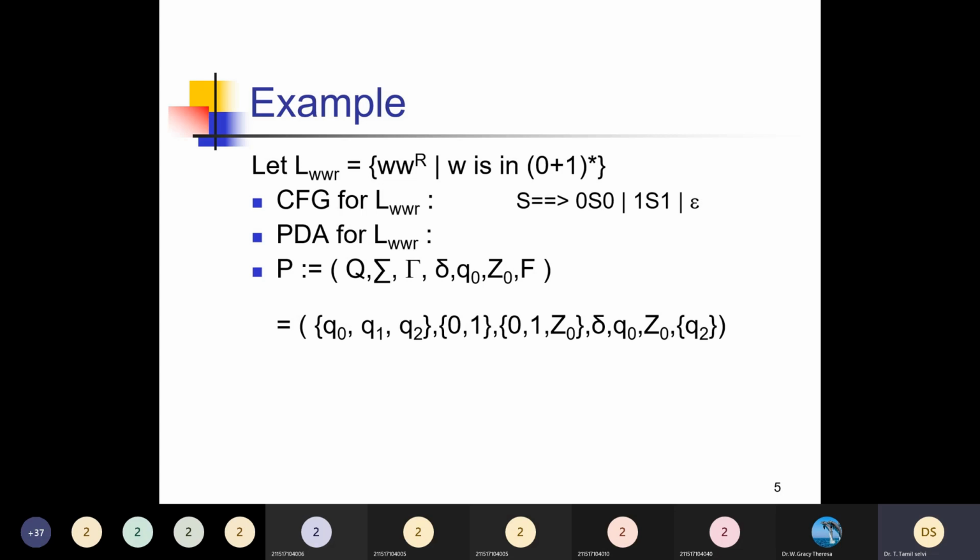Okay. So in this example, that is W W^R, we have three states: Q0, Q1, Q2. So totally we have three states. And then the alphabet, we know that is 0, 1. And then the stack symbols are 0, 1 and Z0. We have a transition function here. Q0 is the initial state. We know that Z0 is the top of the stack, and then Q2 is the final state here.